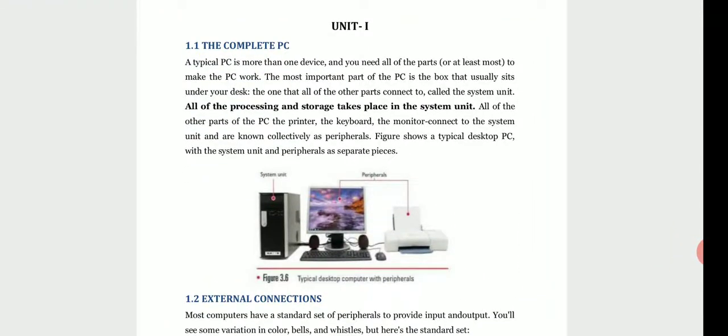A typical PC is more than one device; you need all of the parts to make the PC work. The most important part of the PC is the box that usually sits under your desk, the one that all of the other parts connect to, called the system unit or the CPU. All of the processing and storage takes place in the system unit. All of the other parts of the PC, the printer, the keyboard, the monitor, connect to the system unit and are known collectively as peripherals.